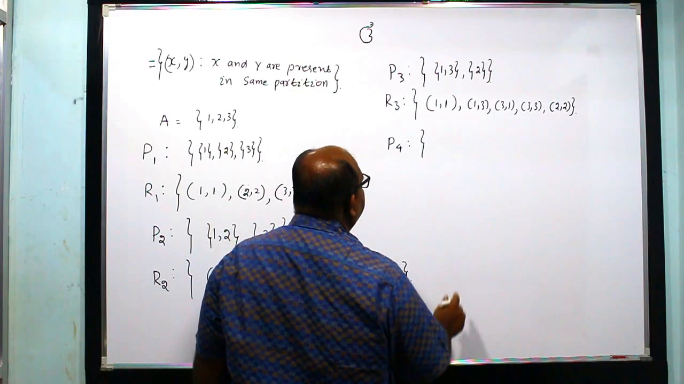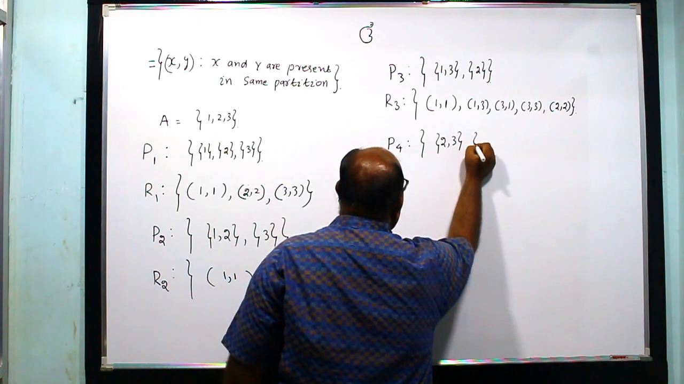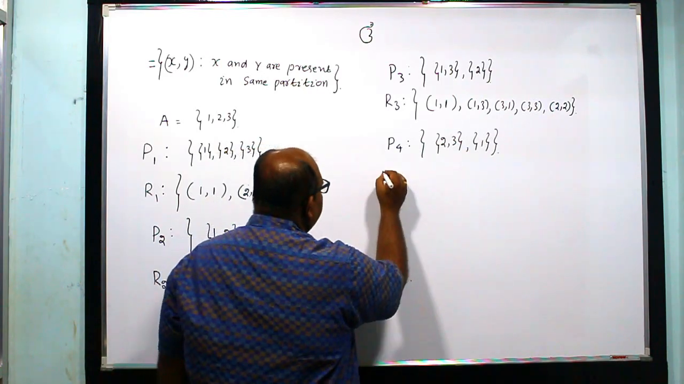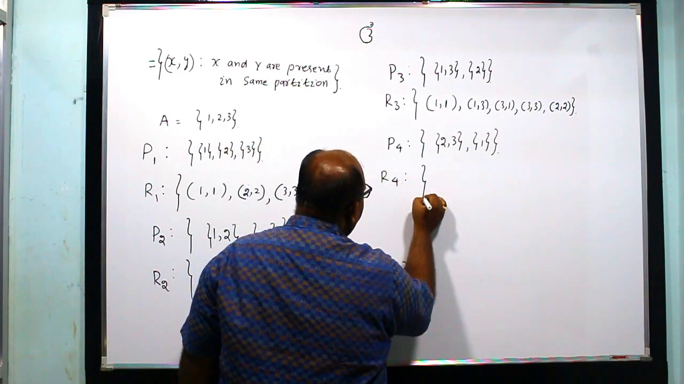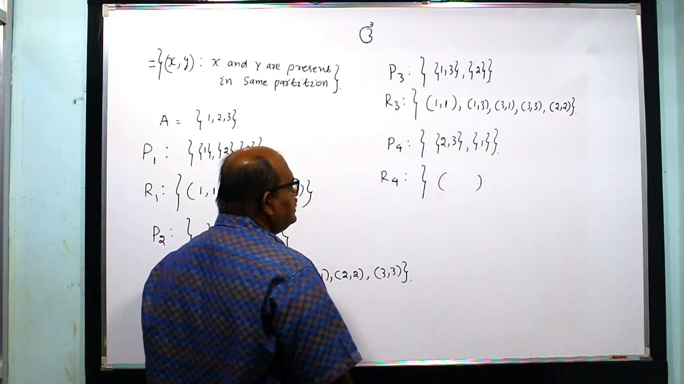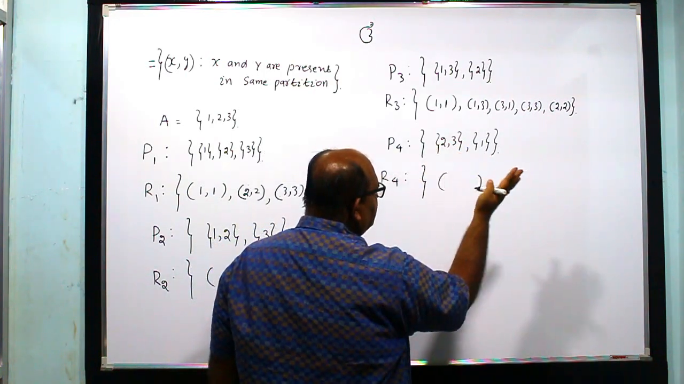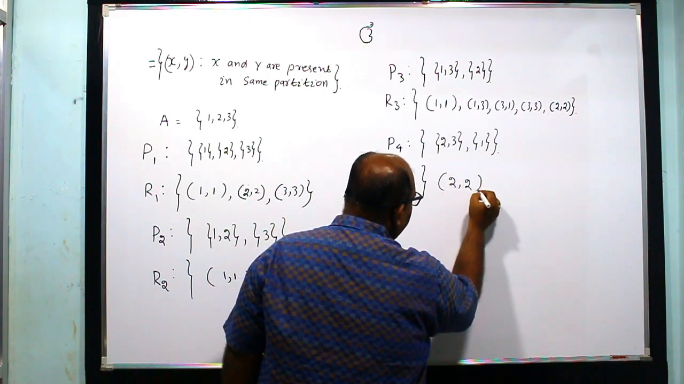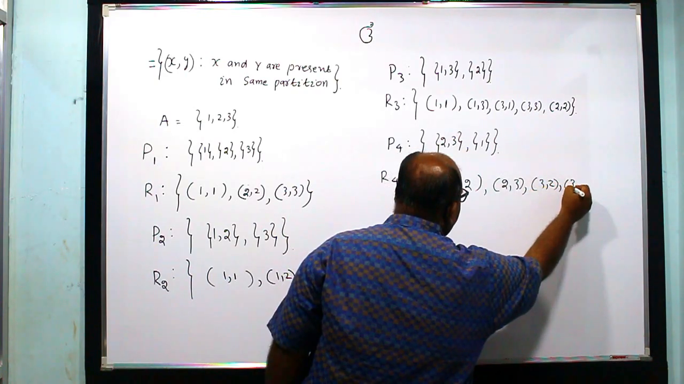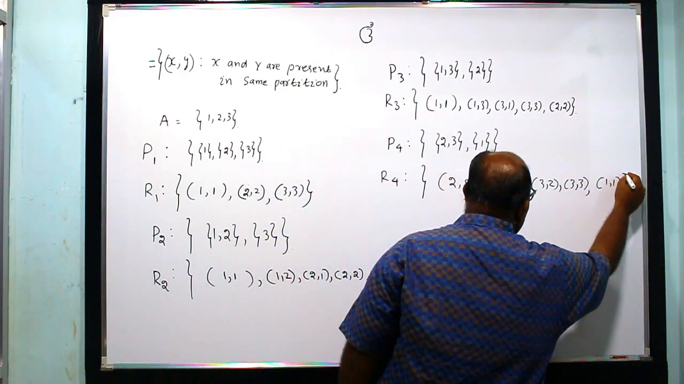Now come to partition 4. It is {2,3}, {1}. This is partition 4. What is the binary relation induced by partition 4? Again the same concept. Ordered pairs xy such that they are present in the same partition. So the technique is, if a partition contains 2 elements, then there will be 4 ordered pairs. What are they? Clearly (2,2), (2,3), (3,2), (3,3), and here it contains 1 element, so it is (1,1).